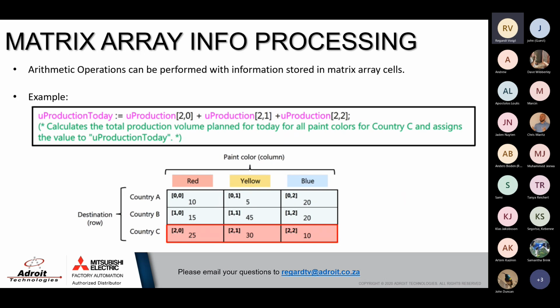So as I mentioned, arithmetic operations can be performed, comparative operations, logical operations, and so on. Not only with the cells and constants, but also with the cells of each other, with other cells. So here we will add all the cells in the third row, to get your production for the day, for instance, for country C. That would be an example of how to add all of that together.